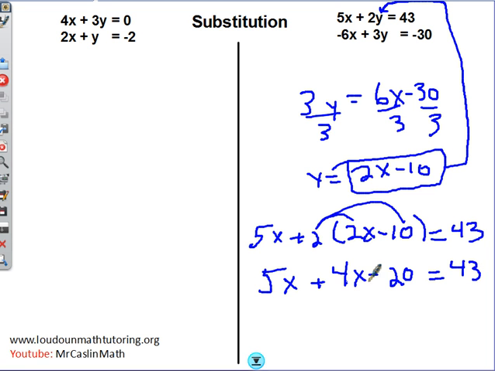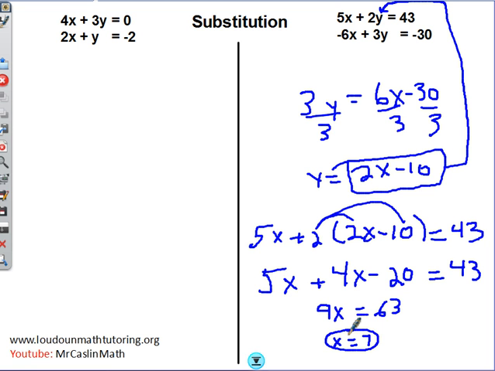Same side variables, so 5x plus 4x, common like terms, just call that 9x. To get rid of this negative 20, I'm going to add 20 to both sides. If I add 20 over here, I get 63. Divide by 9, x is equal to 7. Now I'm speeding through this equation solving because I assume at this part of Algebra 1 you already know how to do this. So x is equal to 7.